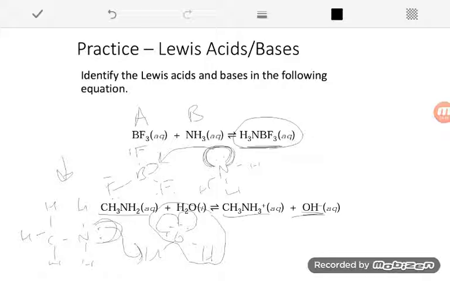So this nitrogen with his lone pair, again, he's the donor, so he's going to be my base. Water, really, it's just the hydrogen, but it's some component of water that's accepting those hydrogens. That's accepting that lone pair. It's this hydrogen right here that breaks off. So since water, or part of water, is accepting that lone pair, water is going to be my acid.